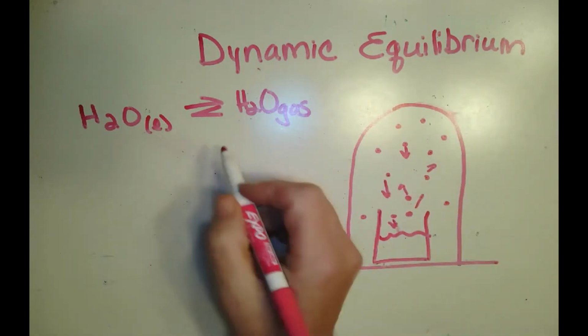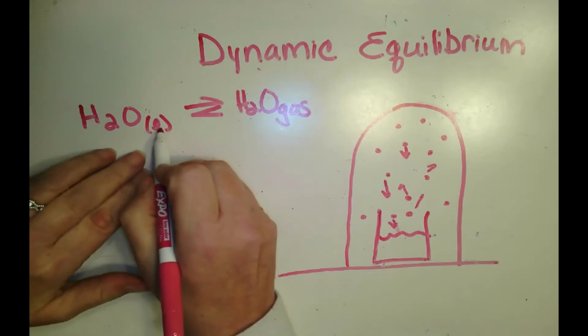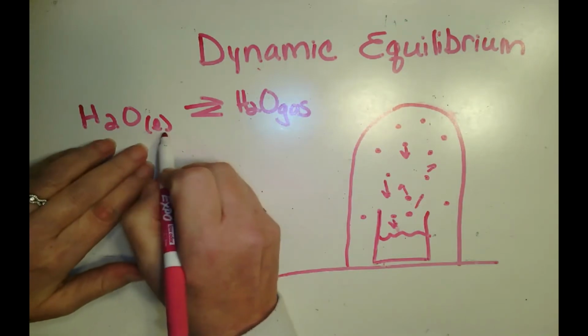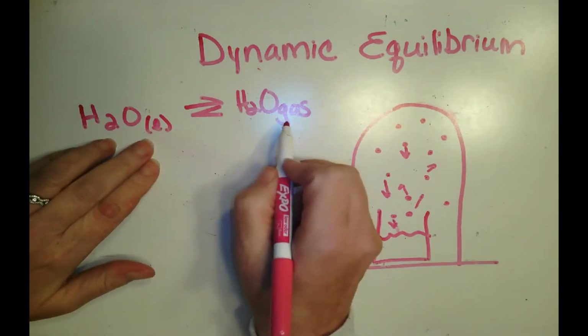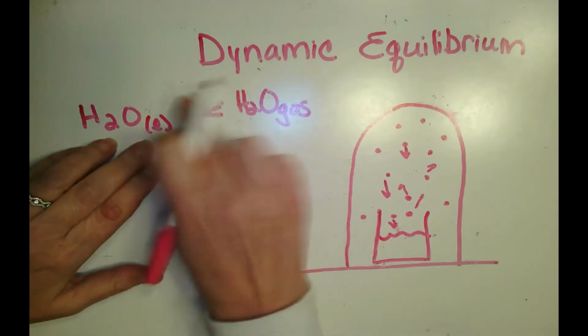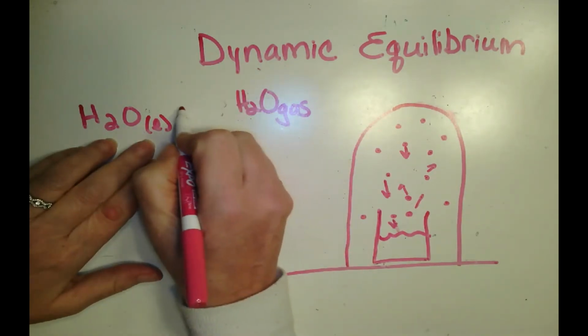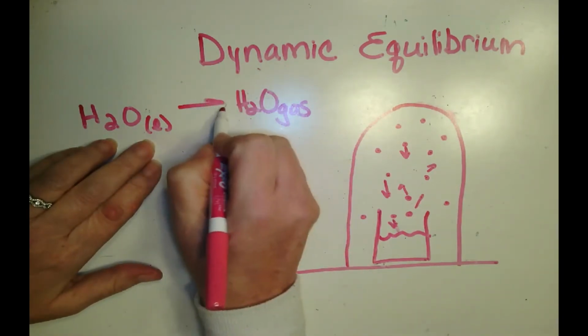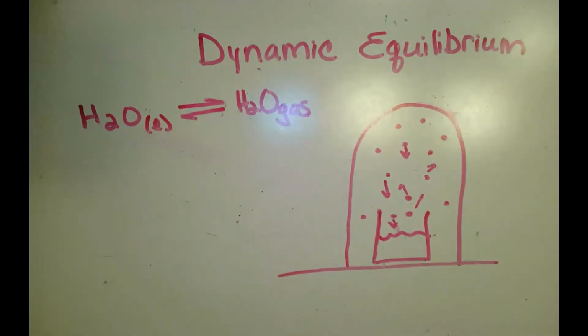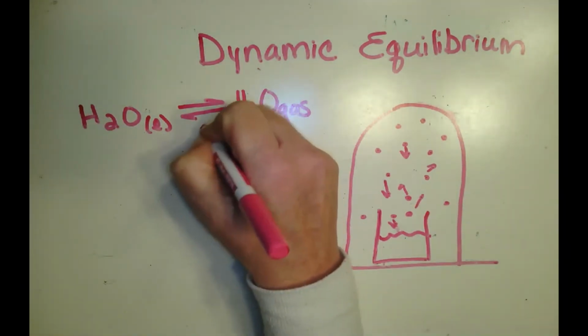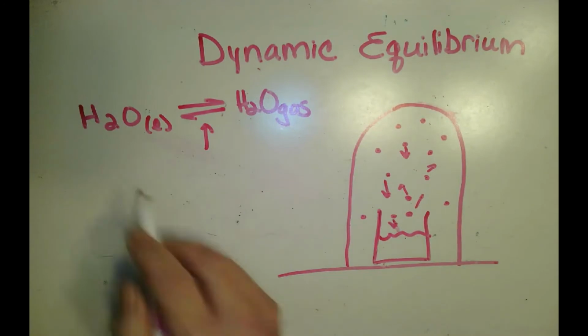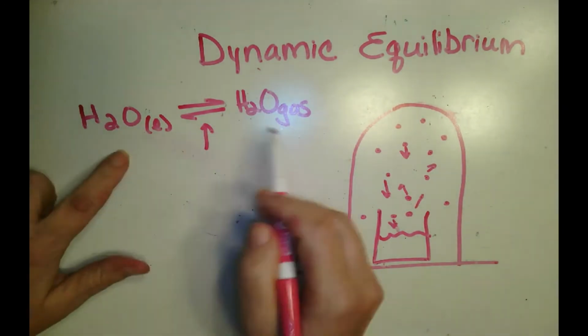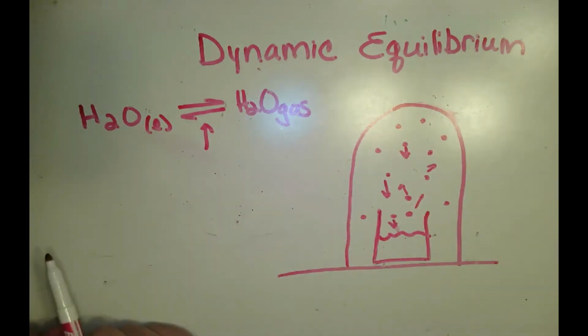And here's what our reactions look like. We have H2O as a liquid and H2O as a gas. So some of these liquids are going to turn into gas, and some of the gas is going to turn into liquids. And so this is an equilibrium sign that shows that the reaction can go in the forward and the reverse direction.